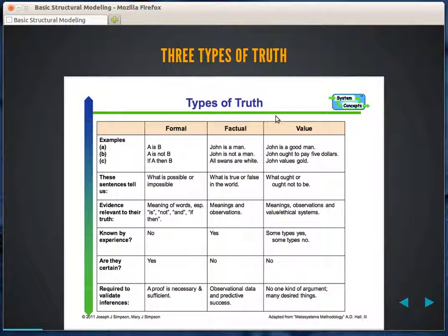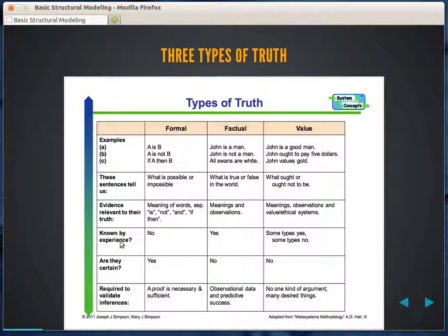So here's the types of truth: formal, factual, and value. The examples, of course, in the formal truth is A is B, A is not B. If A, then B. These are formal logical types of statements. Factual truth is John is a man, John is not a man. And value truth, of course, is John is a good man, and John values gold. So essentially these are statements about the world, but they are in completely different forms, but they all contain a type of truth, and we're going to use all of these.